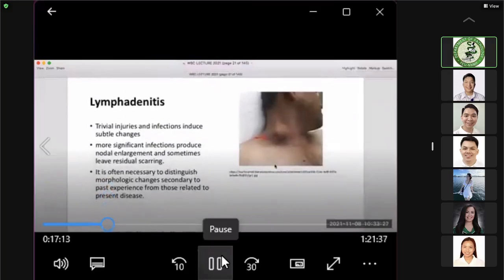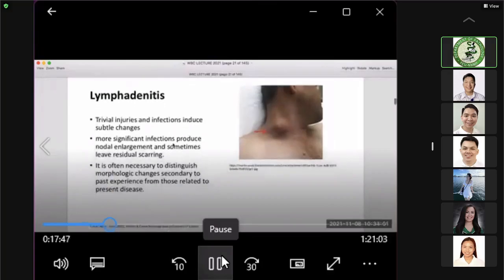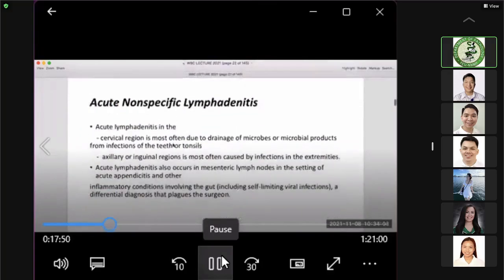Okay, conditions. If there is injury and infection, they can induce subtle changes. However, certain more significant infection will lead to nodal enlargement, just like this one. And then sometimes, pwede magkaroon ng residual scarring pagka nagkaroon ng lesion outside. Okay, it is often necessary to distinguish morphologic changes secondary to the past experience from those related to the present disease of the patient. We call that lymphadenitis. So here is acute non-specific lymphadenitis.